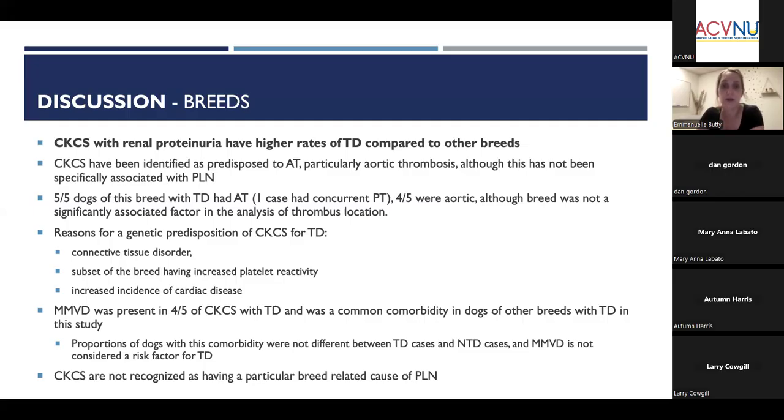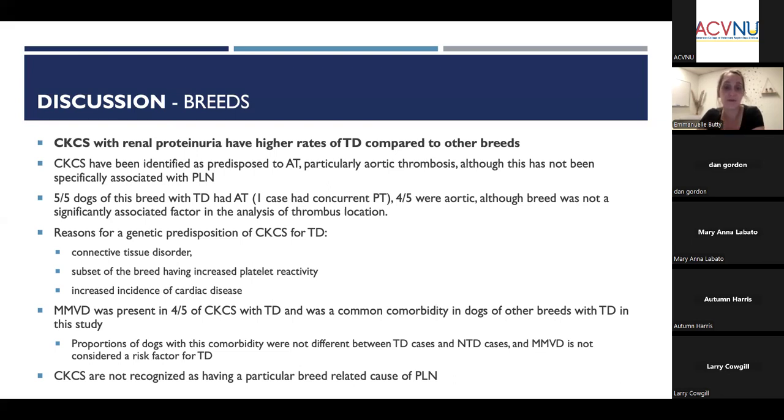What is interesting is that when they looked at the different locations, despite this finding, the breed was not significantly associated with the thrombus location. And they are discussing the potential genetic predisposition of the Cavalier King Charles Spaniel for thrombotic disease with their connective tissue disorder. It is a subset of the breed that can have increased platelet reactivity, and they are also at increased incidence of cardiac disease.